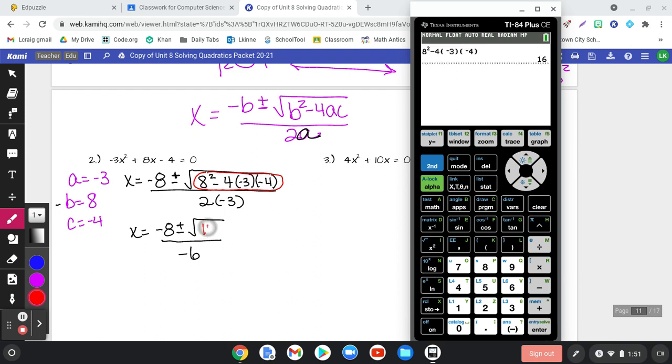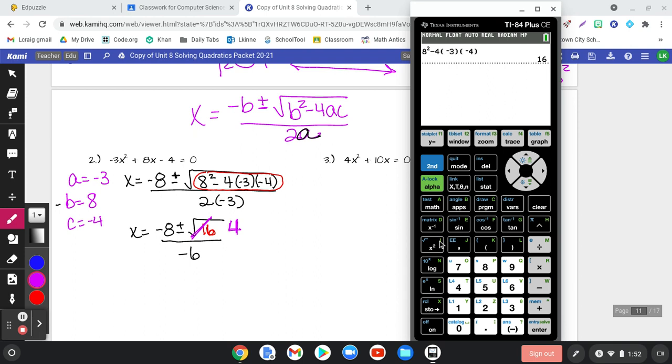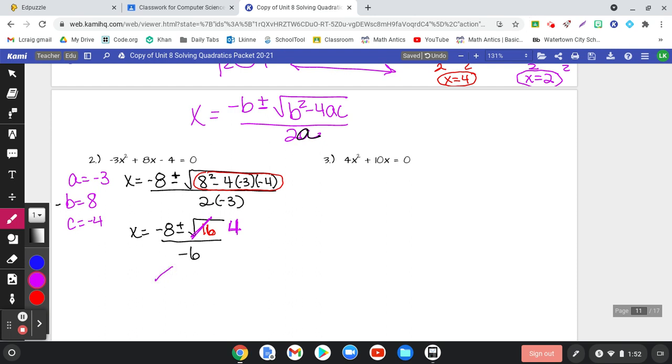16. Oh, that's nice. That's a perfect square. All right, so let's finish it up. So the square root of 16 is 4, not 8. And remember, if you're not sure what it is, your calculator knows: second, x squared, 16. 4. Okay, so we're going to split it up. One of our roots is going to be negative 8 plus 4 over negative 6. The other one's going to be negative 8 minus 4 over negative 6. So we have negative 8 plus 4, and then the other one's going to be negative 8 minus 4. And then we'll just evaluate each one.